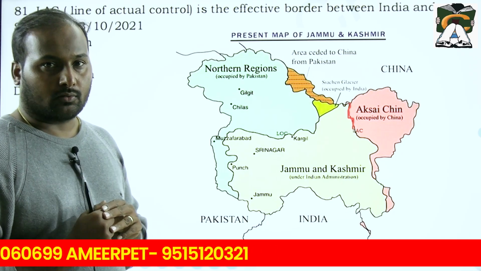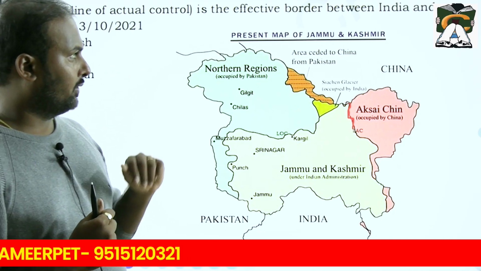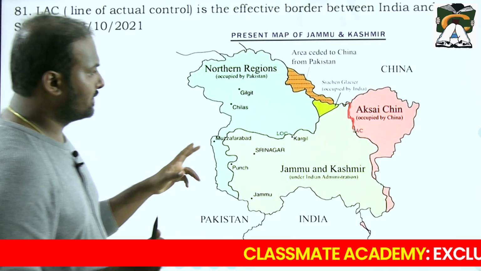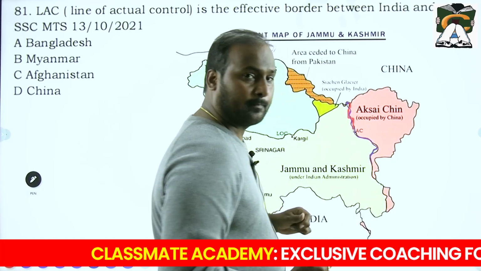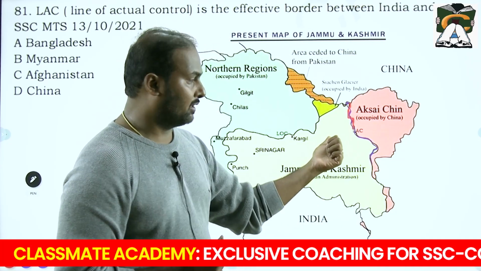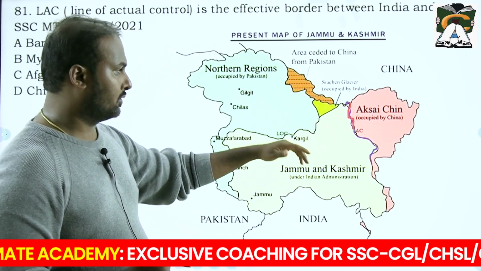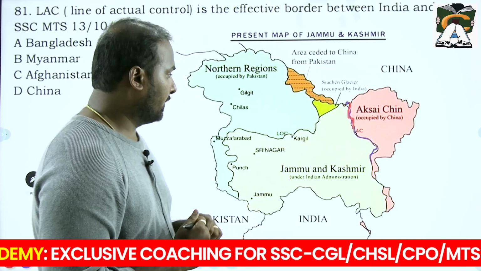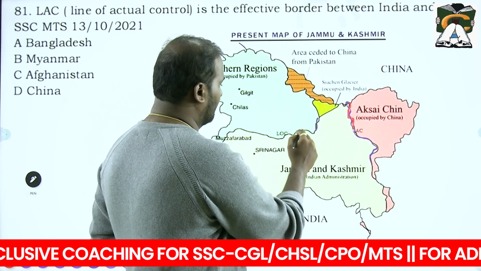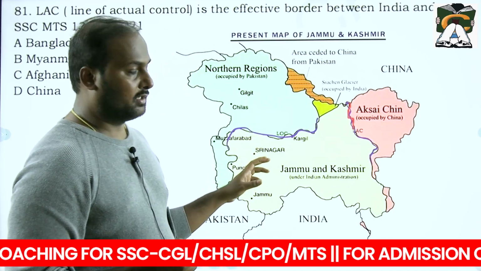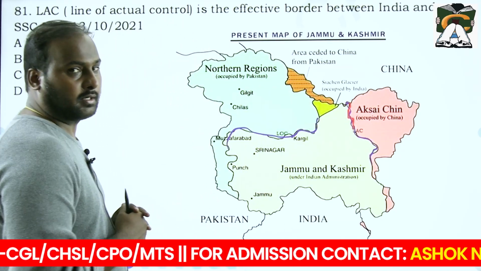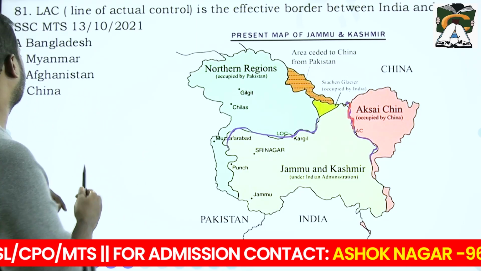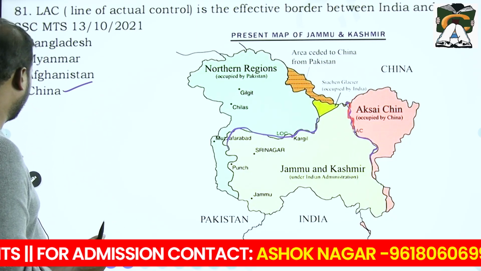LAC, the Line of Actual Control, is the effective border between India and which country? Obviously, LAC is between India and China. You know that there was a war between India and China in 1962. This is the area occupied by China, and the Line of Control is the border between India and Pakistan. So LAC is between India and China, LOC is between India and Pakistan. Remember that. In this case your answer is China.